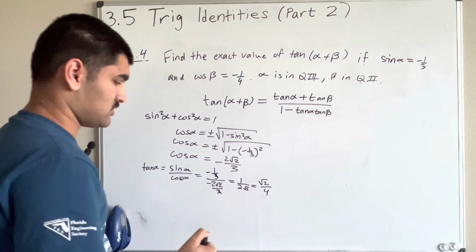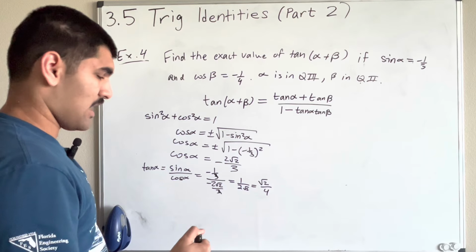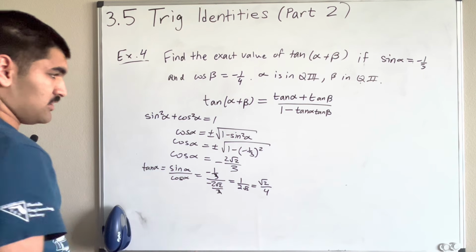Yeah, because, square root of 2 over 4. All right, so we found tangent alpha is square root of 2 over 4.